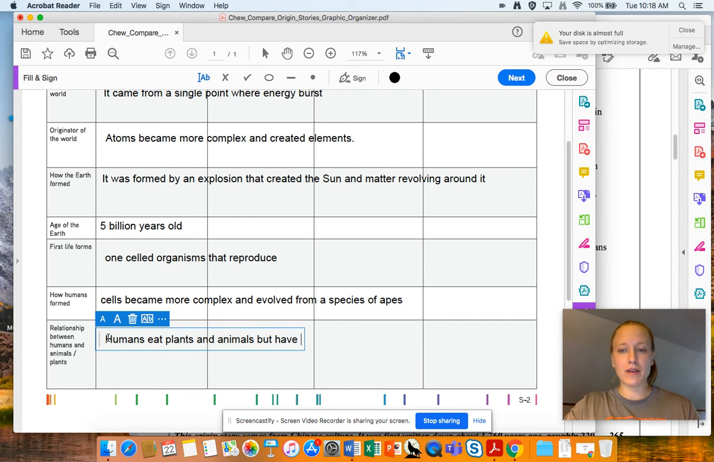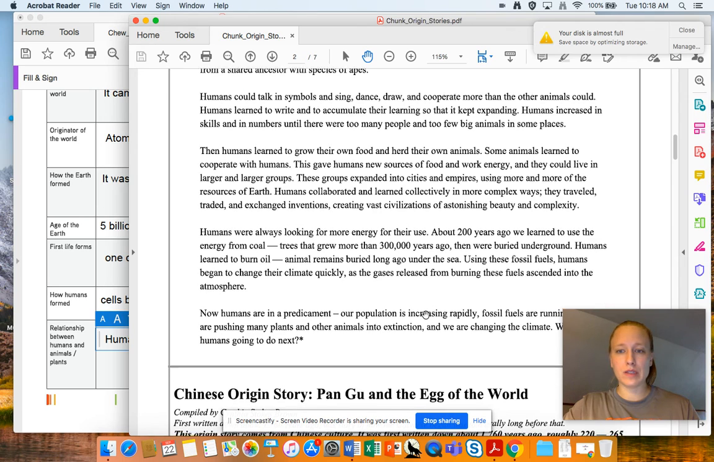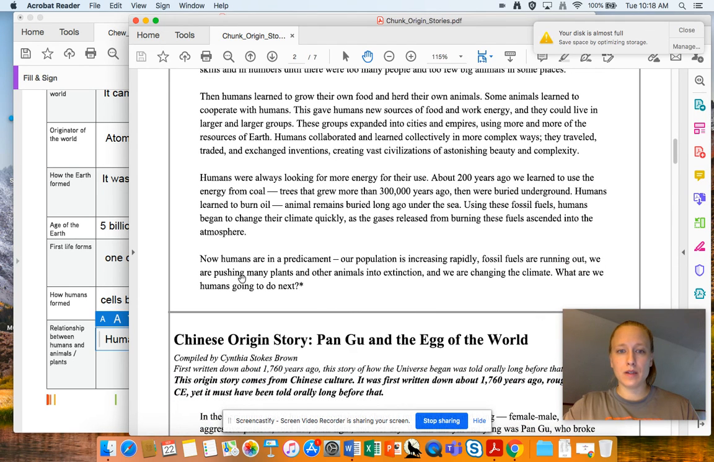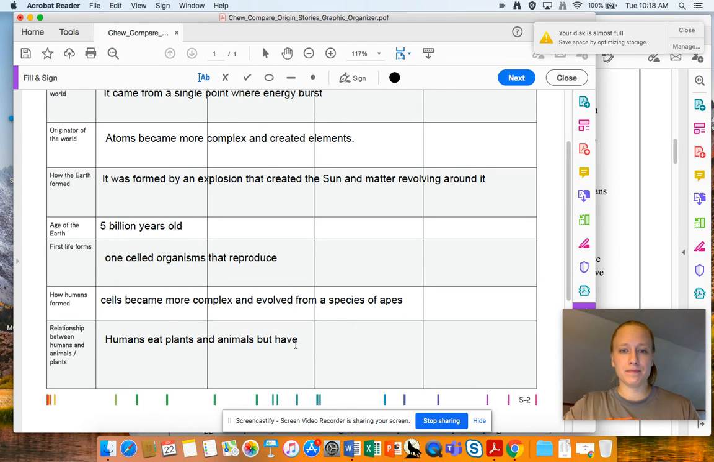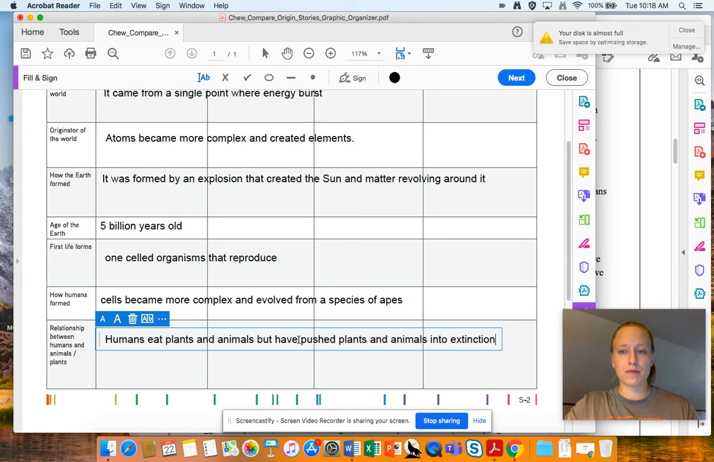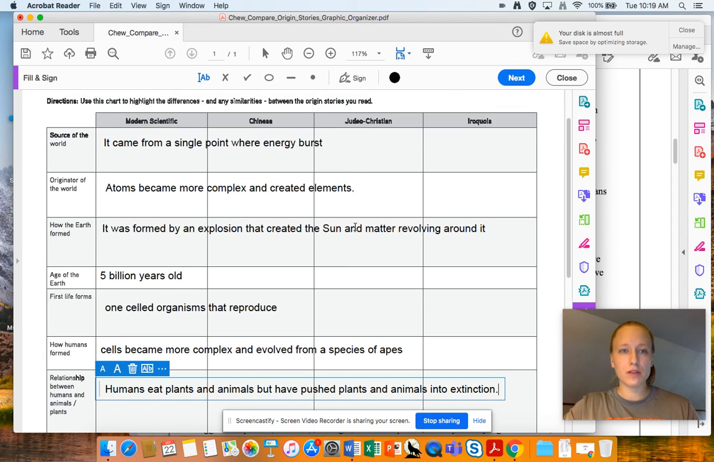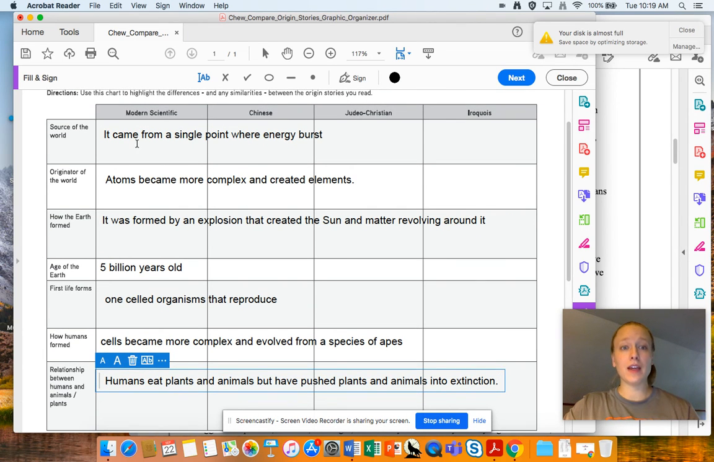But what have humans done? Pushed animals and plants into extinction. All right, so that was filling out the chart for Modern Scientific. Now your job is to do Chinese, Judeo-Christian, and Iroquois.